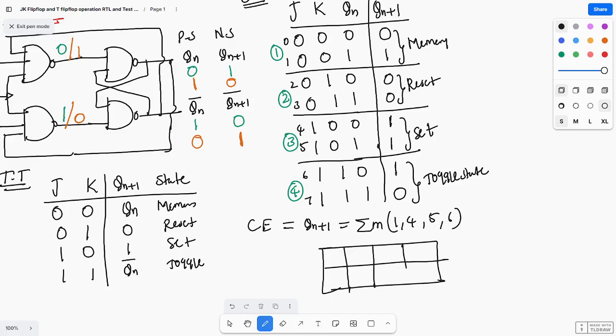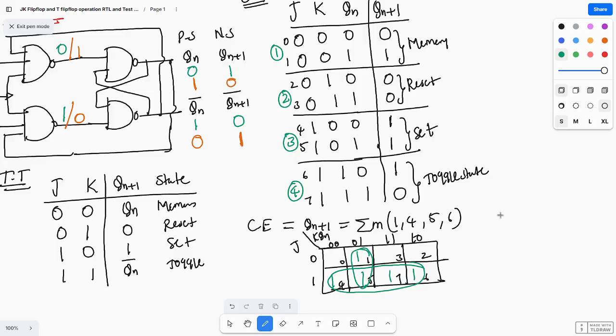Okay, you draw the K map. Here, what are the inputs? J, K, Qn. 0 1 0 0 0 1 1 0 1 1. So 0 1 2 3, next 4 5 6 7. Write the min terms: 1, 4, 5, 6, 7. This is one quad, and this is one pair.